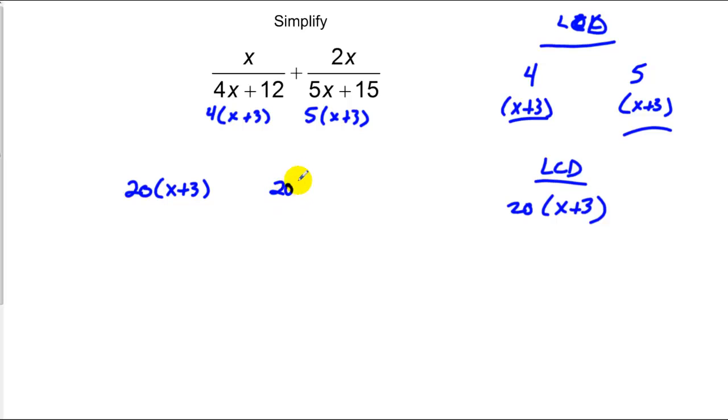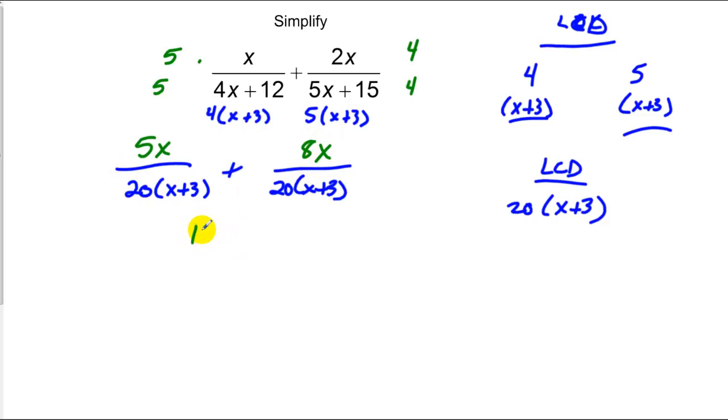Twice for the two terms. To get from the 4 to the 20, I multiply by 5. I had the x plus 3, so that's all I really need to do. This gives me a 5x. To get from the 5 to the 20, I multiply by 4. And I already had the x plus 3, so this gives me an 8x.